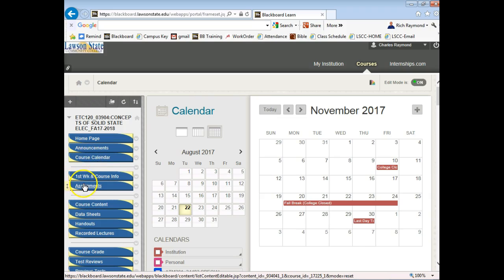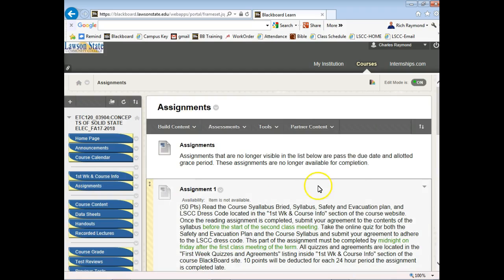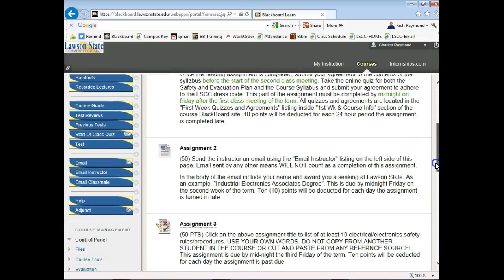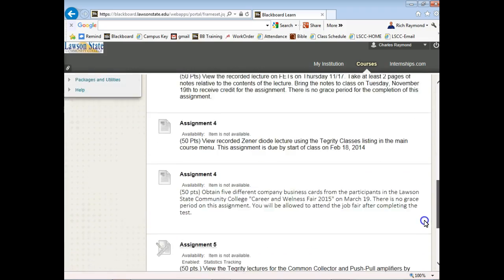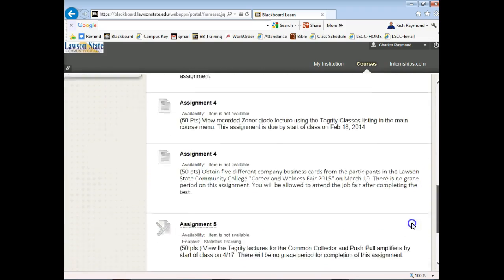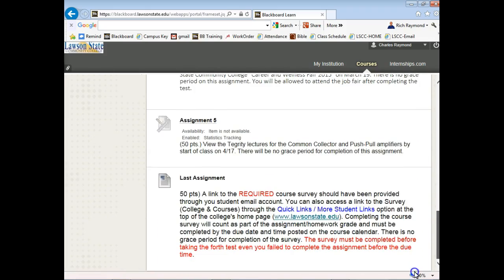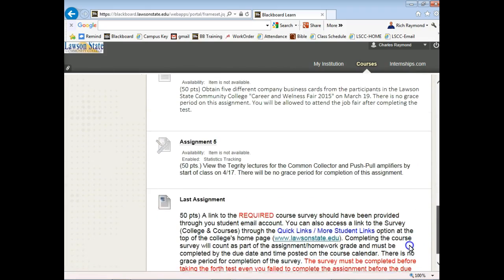This is the assignments that are in place for the class already. So assignment 1, it lays out what you're supposed to do for assignment 1. And when's that due? Friday at midnight, right? Here's assignment 2. Assignment 3, assignment 4, I got to read it to see what's going on there. 5 and 6. So there's actually 6 assignments up here already.